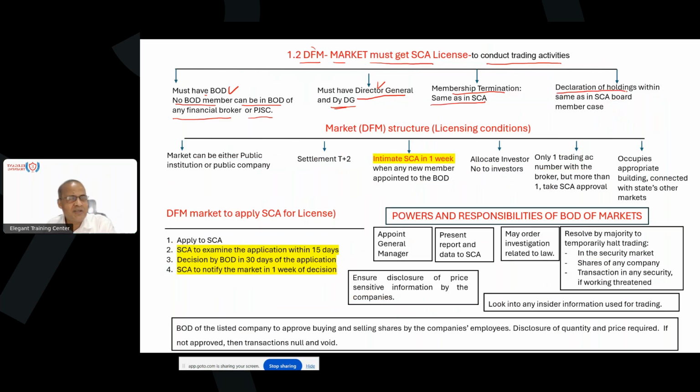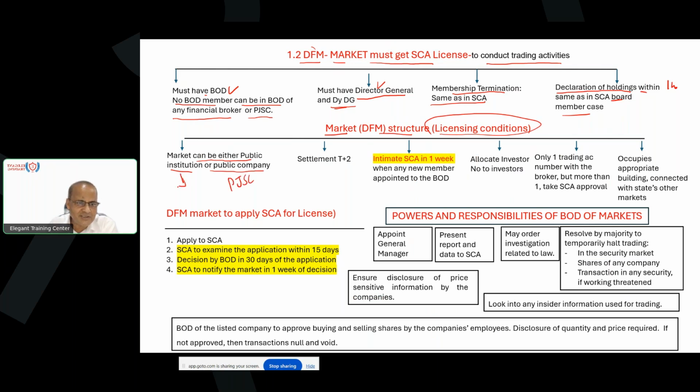Declaration of holdings within 1 week, same as in the SCA board member case. Market structure, licensing conditions. Right? So what are the licensing requirements for a market? A market can be either a public institution or a public company, meaning PJSC.